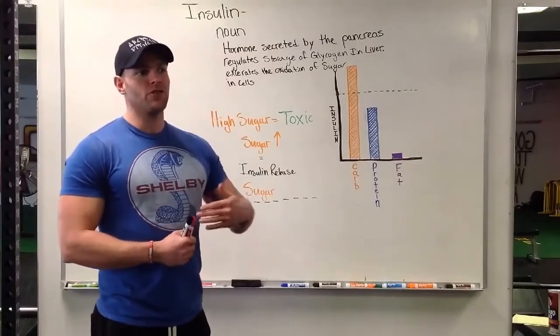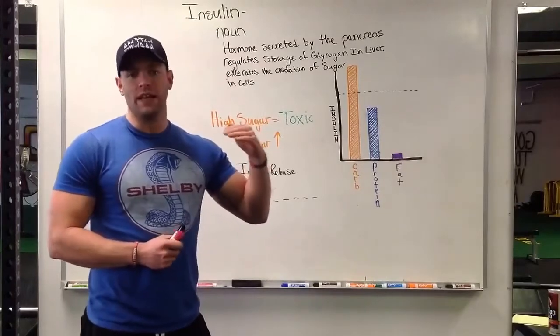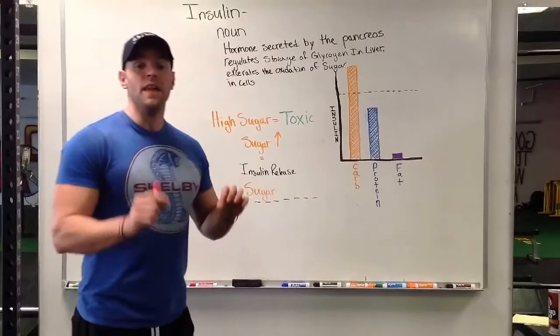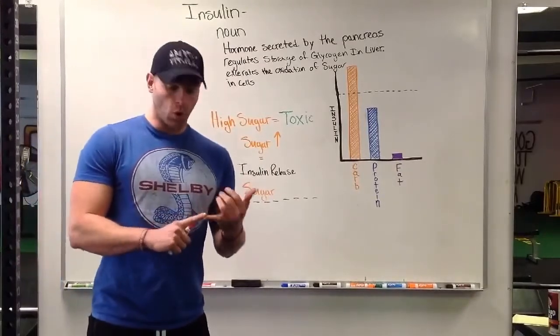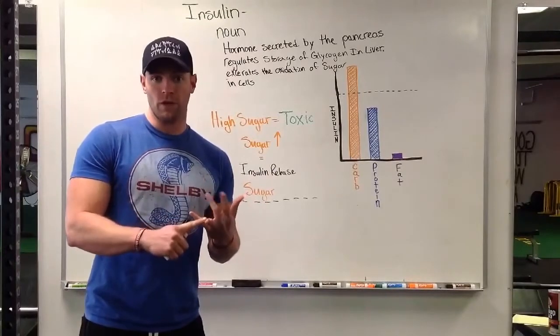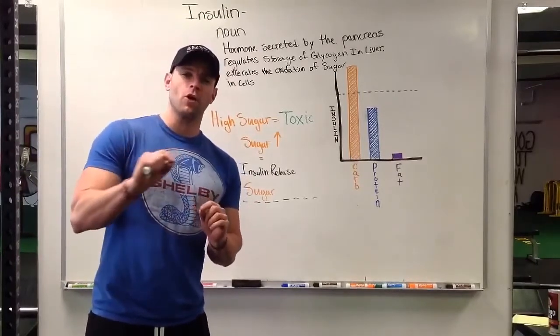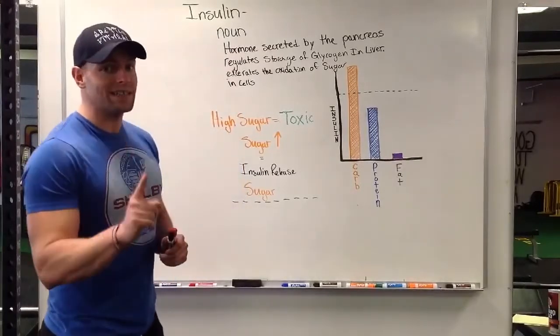So if the blood sugar gets to a toxic level, what the body does is it secretes enough insulin to remove that sugar from the blood. Now, when the sugar is removed from blood, it can either go to the liver to be stored as fuel, or it can go to the muscles to be used as fuel. Those are the only two options that I'm going to go over right now. There's another process later on, but that's what insulin is.